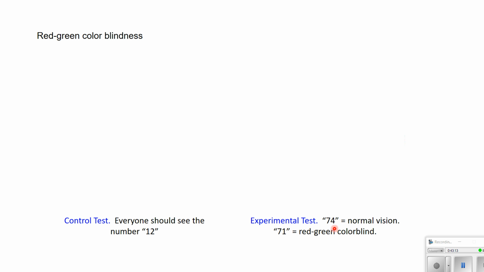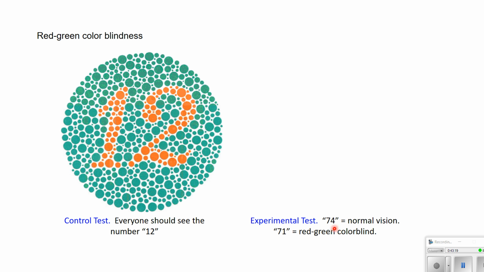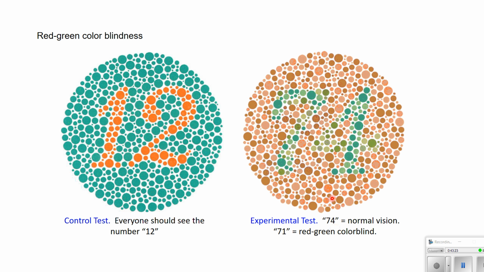Okay, so the first test was the control test. Everybody should have seen a 12. The second one is the experimental test, and what number you see depends upon whether or not you have normal color vision. If you see a 74, then you probably have normal vision. If instead you see a 71, you probably have red-green color blindness.